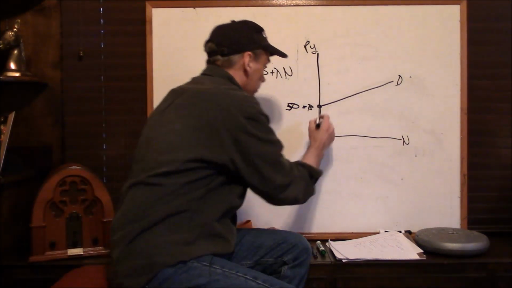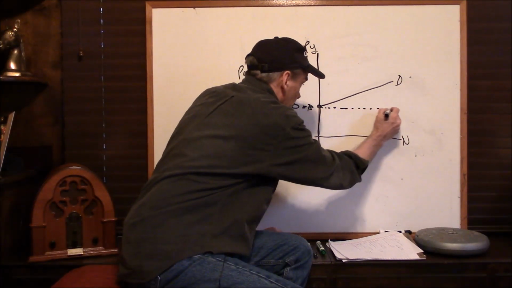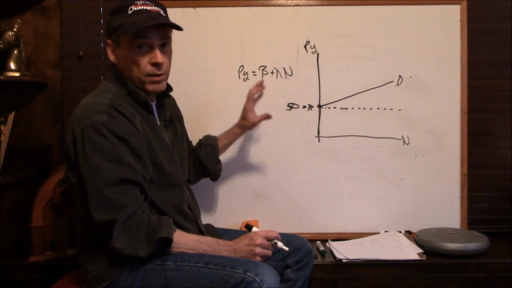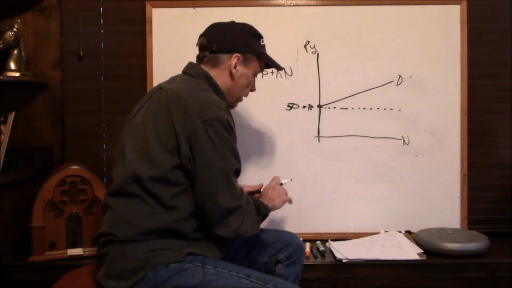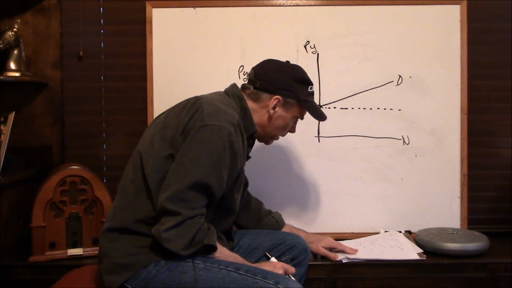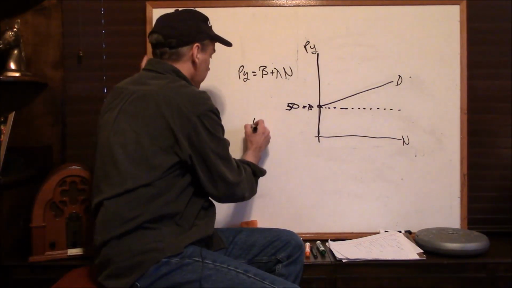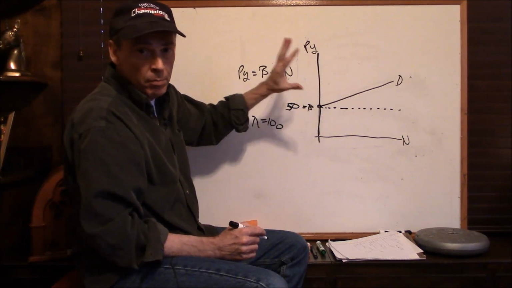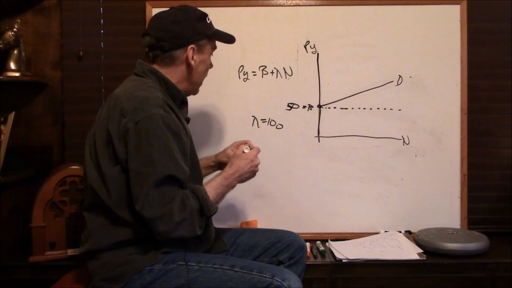Now notice that regardless of how much n is, investment's always going to be 50. Next, I'm going to make up a slope. What did I make up last time? I made up 100. Clearly, that does not have a slope of 100, but pretend. So we have lambda is equal to 100.